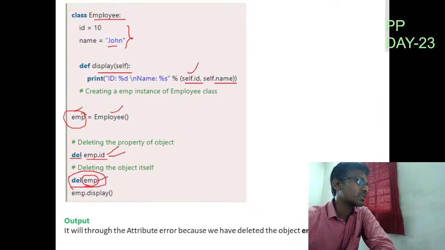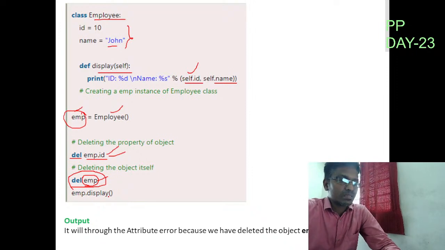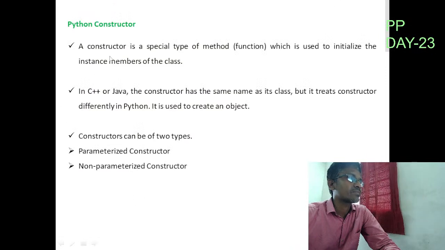And after that, if you try to display, then we will get some errors. Why? Because you have deleted the attribute id, that is 10, and you have deleted the entire object of the Employee class. So if you are trying to display, then it will show some errors in the class.